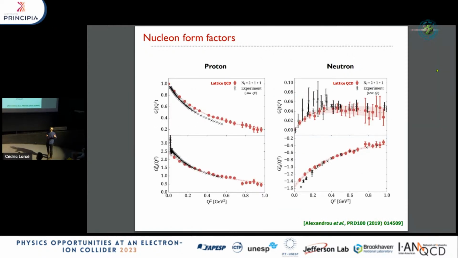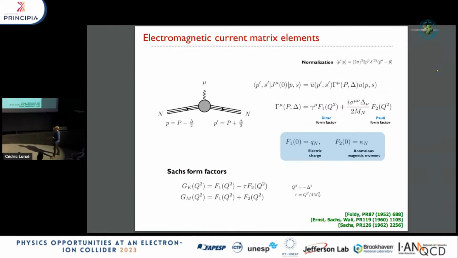And we have plenty of data, much more than you can see here. Here is just a selection of experimental data that are compared with recent lattice results that you find in this paper, just to give an idea of how well they compare. There's still some improvement to be made, but we have a pretty good, reasonable agreement. So we know pretty well the electromagnetic form factors. So the question is, what is the physics that you can learn from these electromagnetic form factors?